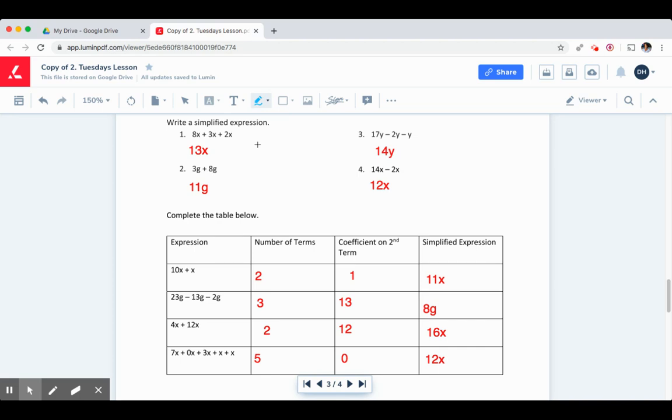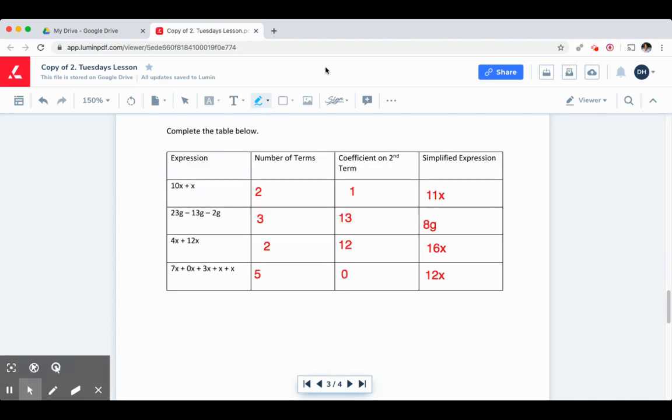Number 3, 17y minus 2y minus y. So first we'll do 17y minus 2y. That gets us 15y. Then we'll subtract the last y, because remember, when it's a variable standing by itself, the coefficient is always 1. So in front of this y, you should imagine that there is a 1. So 15y minus 1y equals 14y. Last, 14x minus 2x equals 12x.